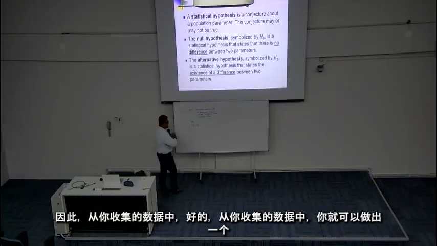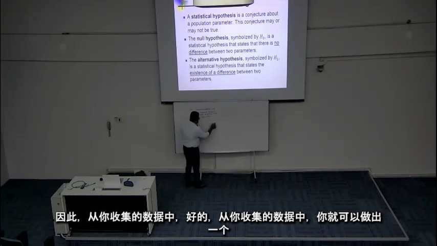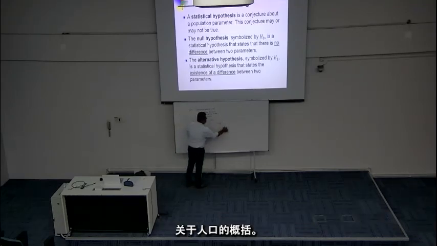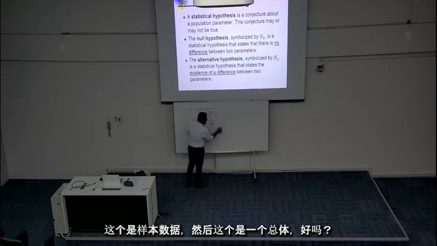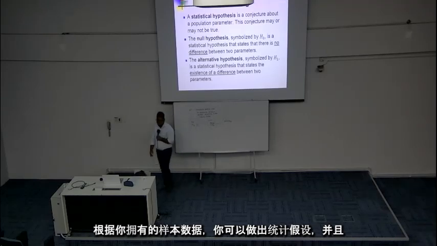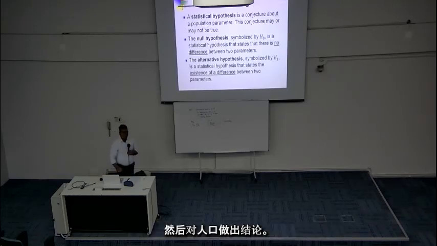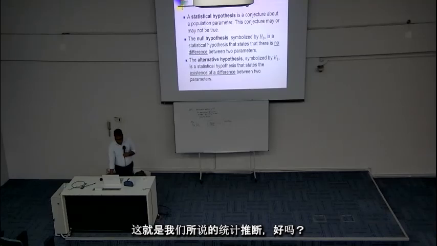From the data that you collect, you make a generalization about the population. This one is sample data, and this one is for the population. From the sample data that you have, you can make a statistical hypothesis and then make a conclusion about the population. This is what we call statistical inference.